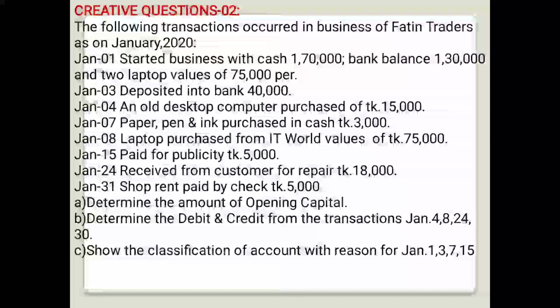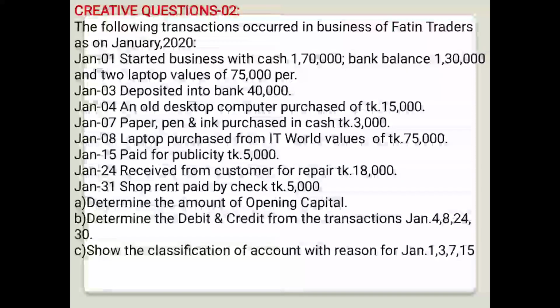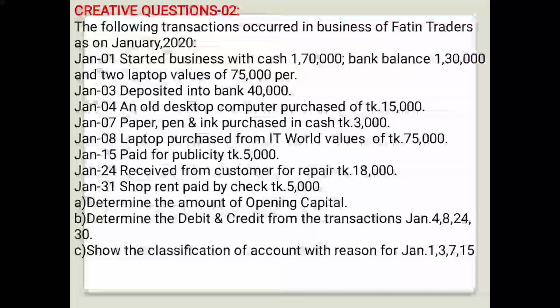January 4, an old desktop computer purchased for Taka 15,000. Any kind of desktop or laptop computer is related to office equipment, or any kind of electronic or electrical item that is purchased or acquired is related to office equipment. So for this transaction, office equipment account is debited and cash account is credited. Because cash has gone from the business, cash decreased, so cash account credit, and office equipment account debit.